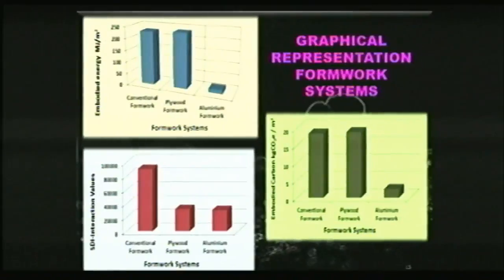A similar thing can be done for materials. Formwork is one of the most neglected materials, and that is why I have taken this. This method can be applied even to analyzing formwork systems. These three formwork systems have been taken: aluminium, plywood, and conventional, and we come to know that aluminium formwork is the most sustainable. It may have high embodied energy, but in terms of repeatability, recyclability, reusability, lightness, and handling, it scores over all the other materials.